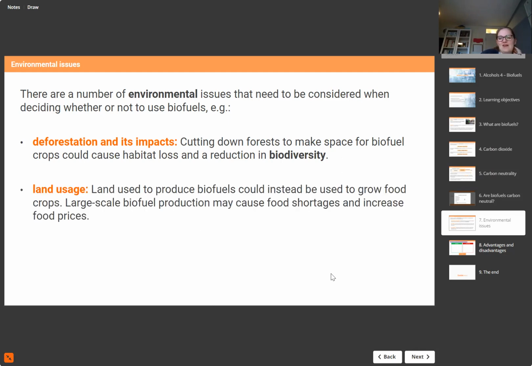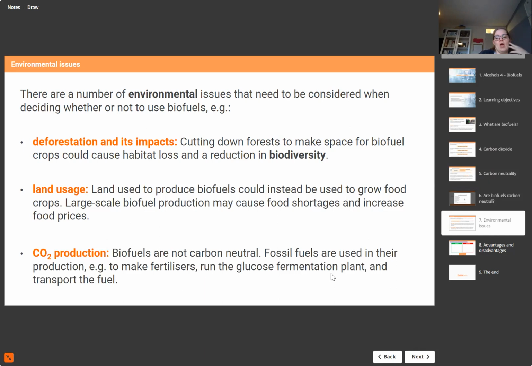Land usage. So the land that we use to produce biofuels could instead be used to grow food crops. So large-scale biofuel production may cause food shortages and increase food prices because we have less land to grow food on. And carbon dioxide production. So biofuels are not carbon neutral. Fossil fuels are used in their production. So to make fertilizers, run the glucose fermentation plant and transport fuels, all those things we were talking about earlier.